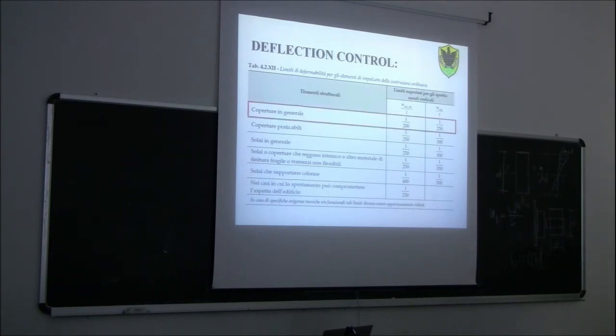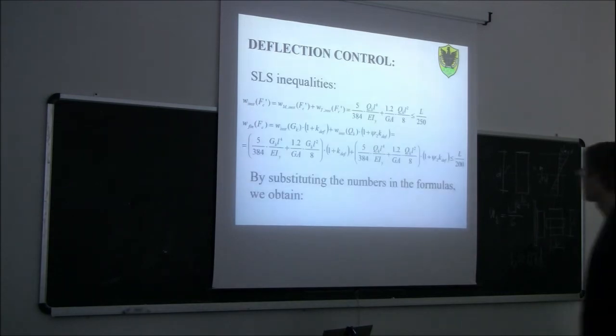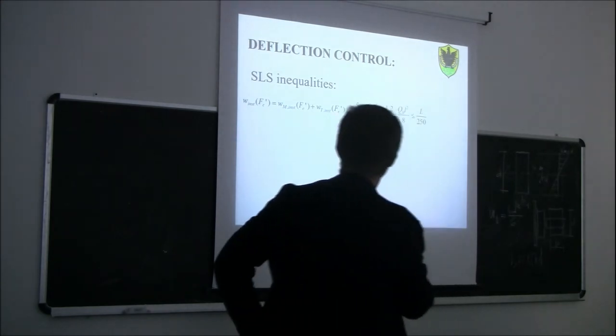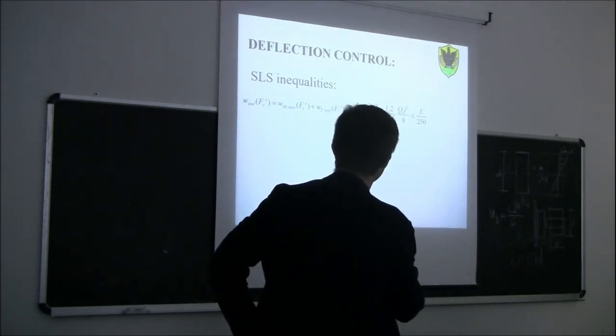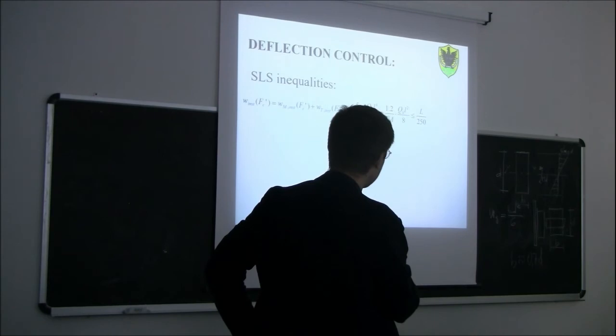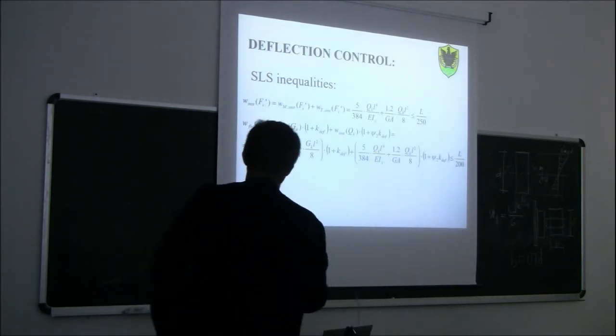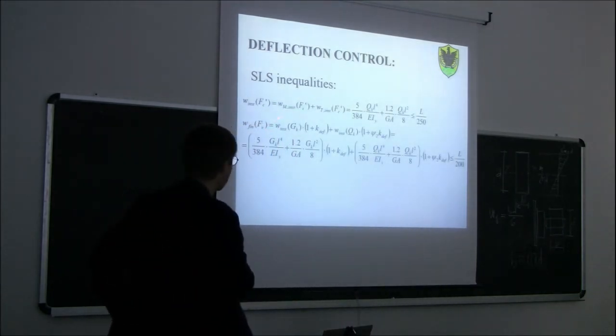Okay? So in our case, of course, this is the first line, the one that is important for us. So instantaneous deflection, where we sum the two components, the bending component of deflection and the shear component of deflection, shall be less than or equal to 1 to 150th of the length. Final deflection, how do we calculate the final deflection?